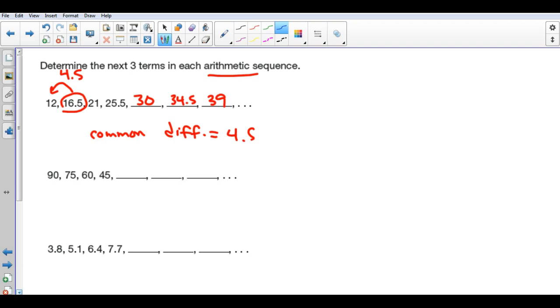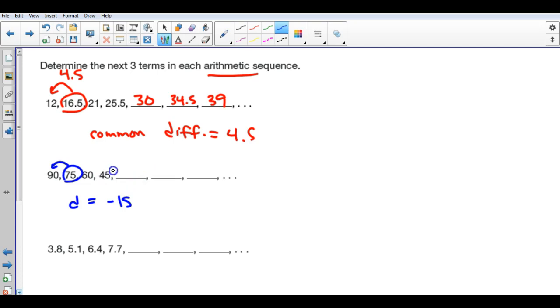All right, next example. Same thing you want to do first. To find the common difference, take your second number minus your first number. So if I take 75 minus 90, I get a common difference, which we're going to call D, and my common difference here is negative 15. Notice that the numbers are going down, they are decreasing, and that's why your common difference is negative. It makes the numbers decrease.